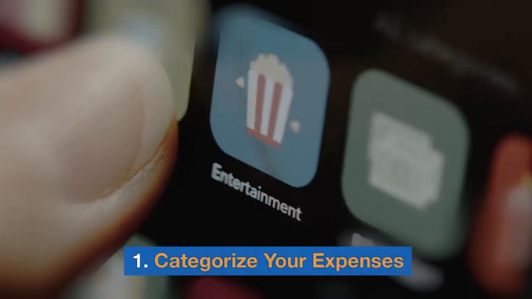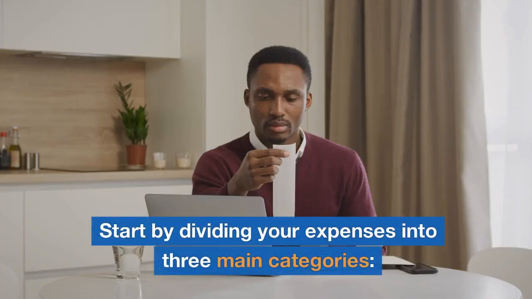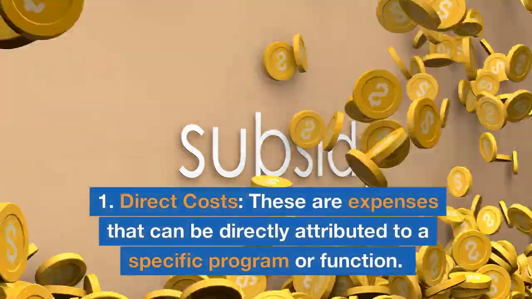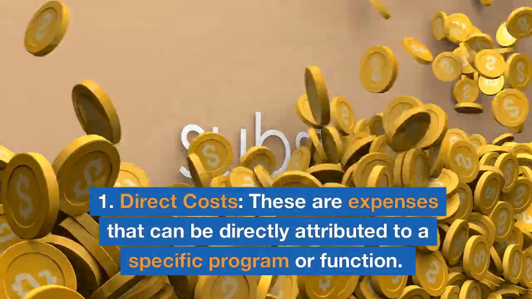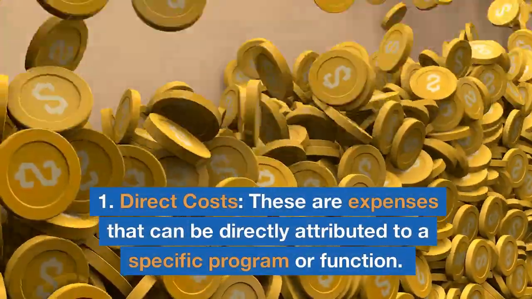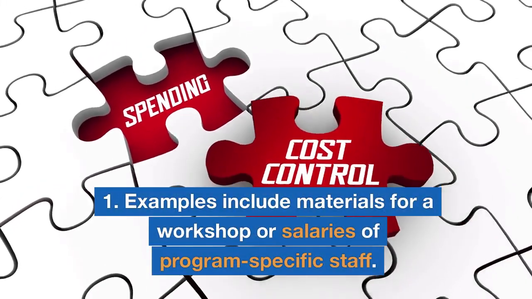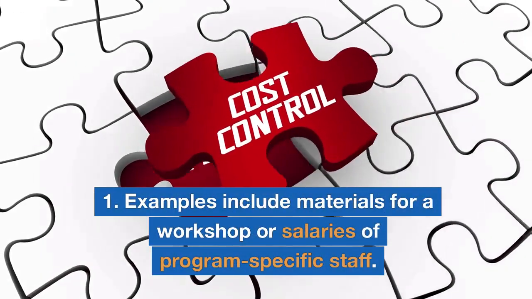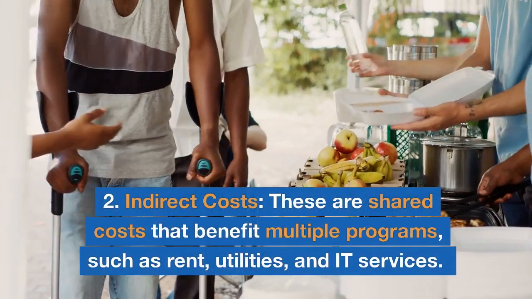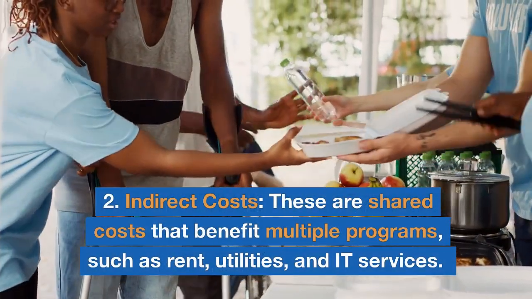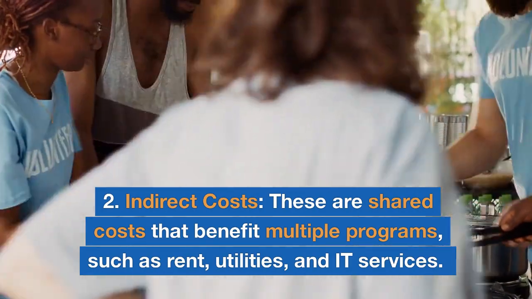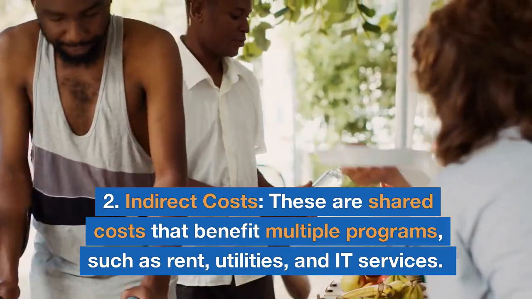1. Categorize your expenses. Start by dividing your expenses into 3 main categories. 1. Direct costs. These are expenses that can be directly attributed to a specific program or function. Examples include materials for a workshop or salaries of program-specific staff.